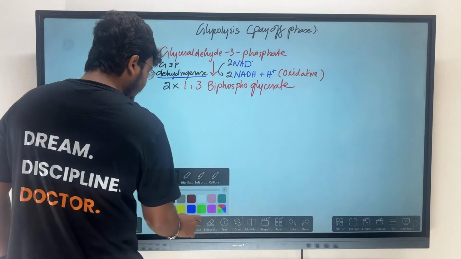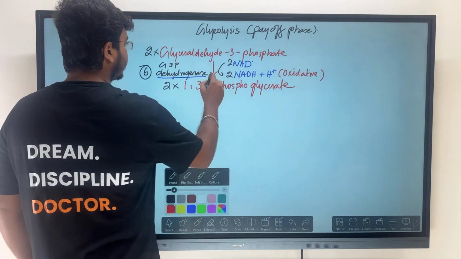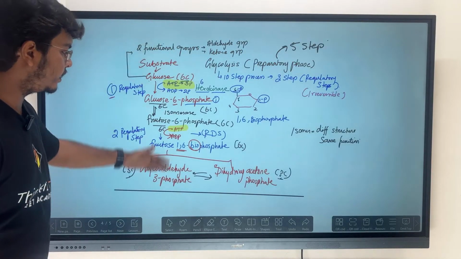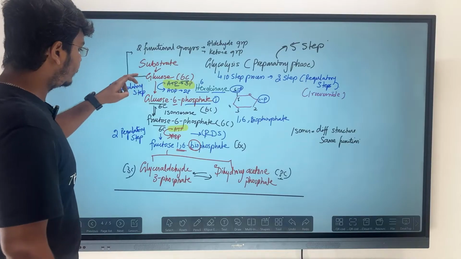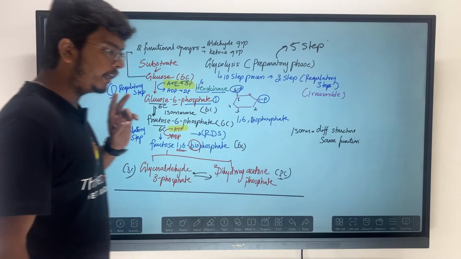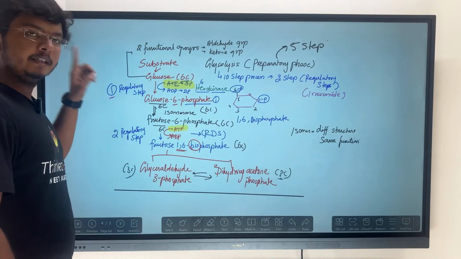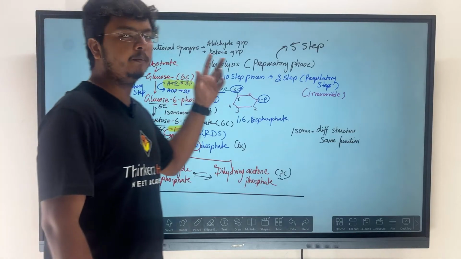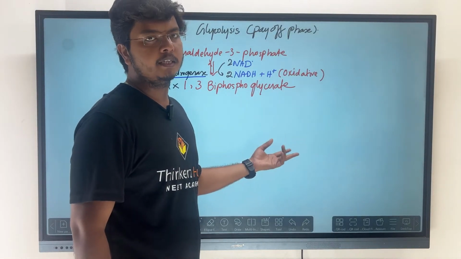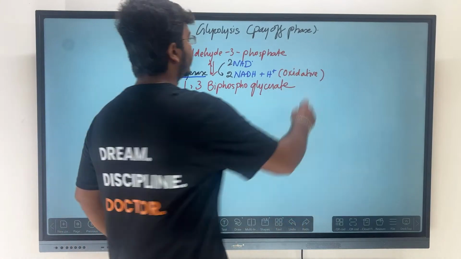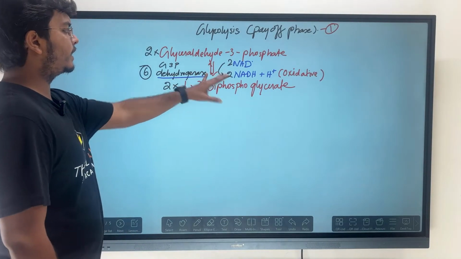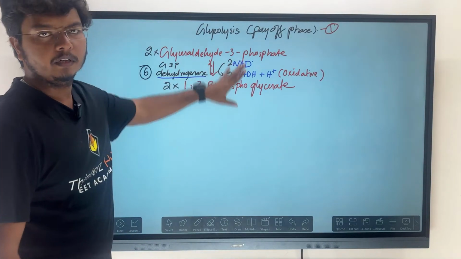This is one of the important steps, and this step is also reversible. In the first step, we saw that the first step and the third step are irreversible. The rest of the steps are reversible, and if a step is irreversible, I'll call it a regulatory step. So how many regulatory steps are there in the preparatory phase? 2 regulatory steps. And let's see how many regulatory steps are in the payoff phase. I'll directly say it is 1. Let's see where that 1 is going to be. This 6th step is not a regulatory step. This is a reversible step, right?